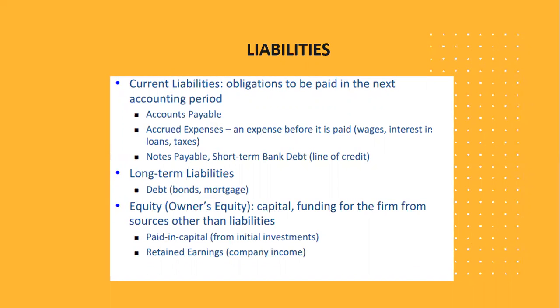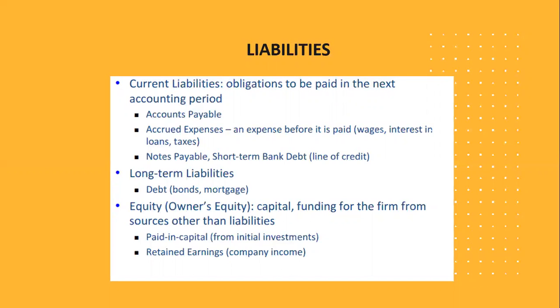Now, within liabilities, let's just talk a little bit about the three categories within liabilities. There are the current liabilities. These are the obligations that need to be paid in the next accounting period. So, the accounts payable, you have taken a loan, you have to pay it within the next year. It's going to fall under current liability.